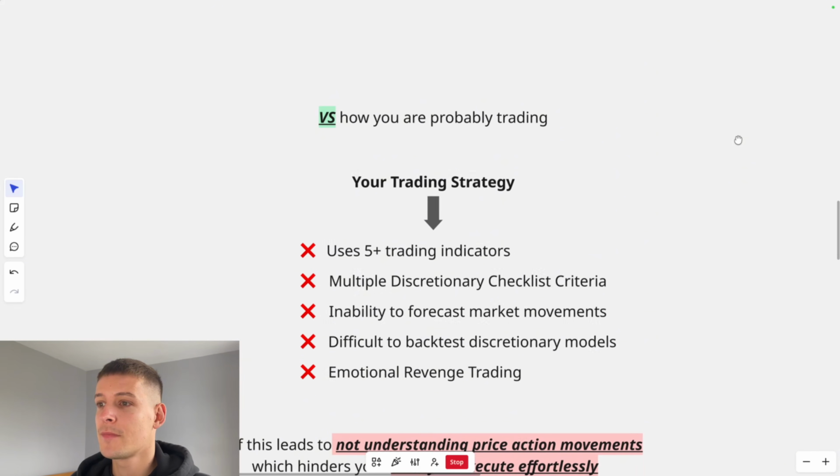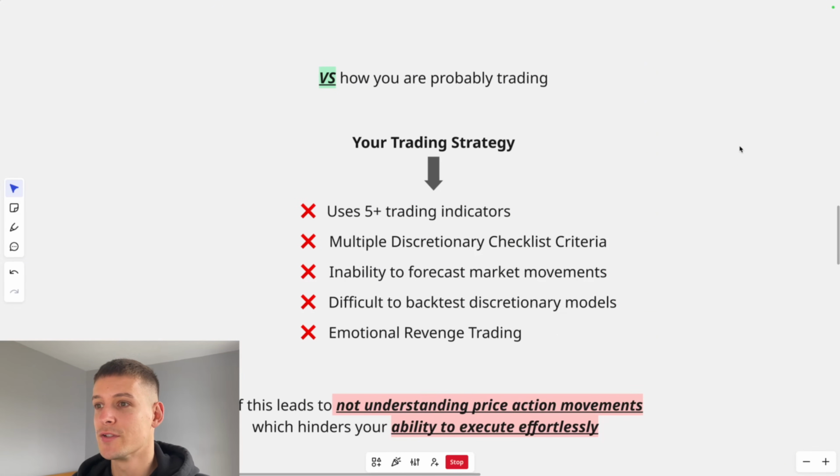So again, this is where I see most traders going wrong. They have multiple discretionary checklists. Okay, so every time they look at a chart, something's different, right? They're looking at a different concept, they're looking at a different price pattern, they're looking at a different trading model, right? And this hinders your ability to forecast market moves and accurately execute a strategy and an edge, ultimately leading you down the route of emotional revenge trading and just a whole bunch of emotional issues that you're going to come across.